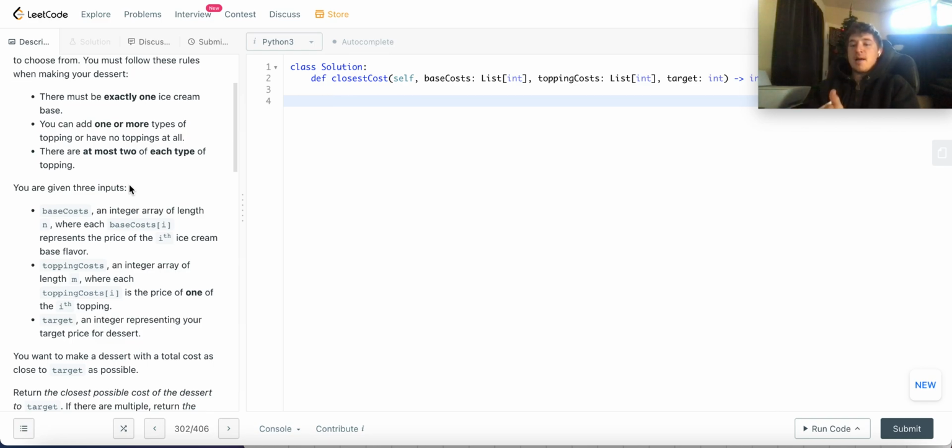I could look at the first topping, maybe it's sprinkles. I could say I want 0 scoops of sprinkles, 1 scoop of sprinkles, 2 scoops of sprinkles. Then I look at the next topping, maybe it's gummy bears, and I say, okay, I want either 0 scoops of gummy bears, 1 scoop of gummy bears, or 2 scoops of gummy bears. And I can do that for all of the M toppings, and then I'd add that to the one of the N ice creams that I chose.